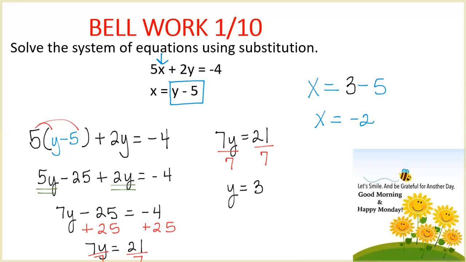So that is my solution. I have x and I have y. Write that as an ordered pair. X always comes first. And this would be my final answer.